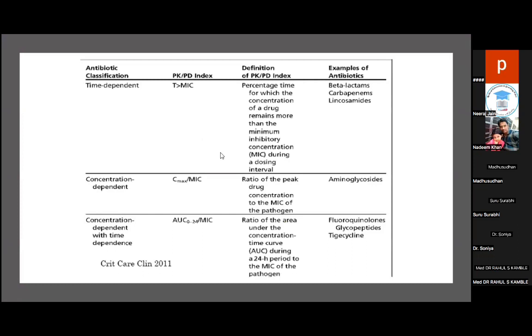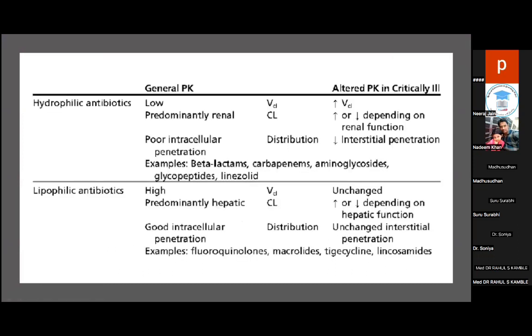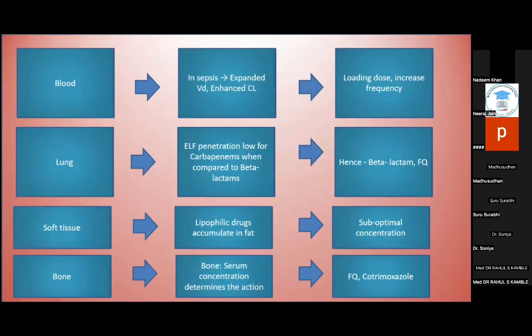Some antibiotics are hydrophilic antibiotics, which have altered PK, that is kinetics, in the critically ill. Their volume of distribution increases or decreases, and tissue penetration increases or decreases depending upon the renal function. Some are lipophilic antibiotics. So the PK also needs to be considered while selecting the antibiotic from the microbiology reports.